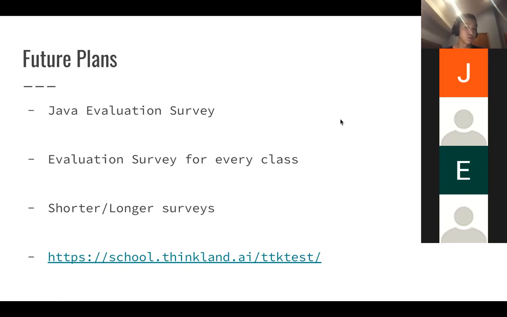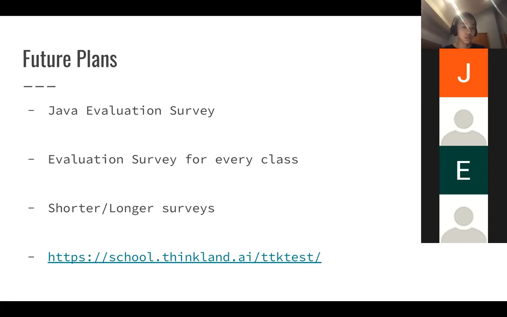Next, we plan to have an evaluation survey for every single class. And this doesn't just mean 000 to 005. Maybe we do have a test for each of those, but we also want to test for the other ones. For example, maybe we want one for Arduino, so an Arduino evaluation survey. Or maybe we want one for HTML or web development. Those are all on our agenda.